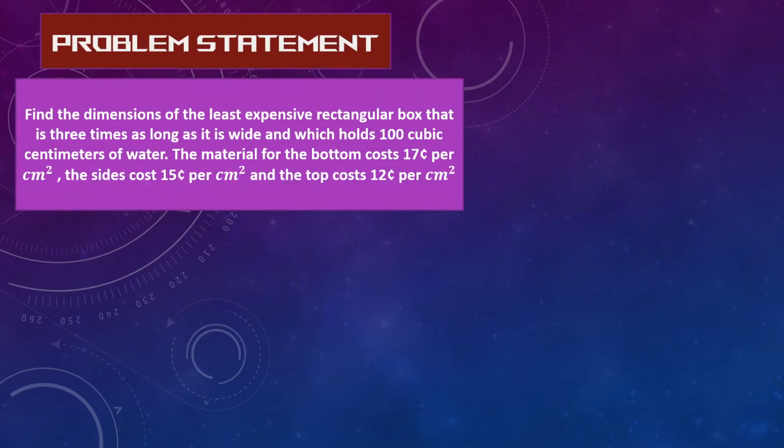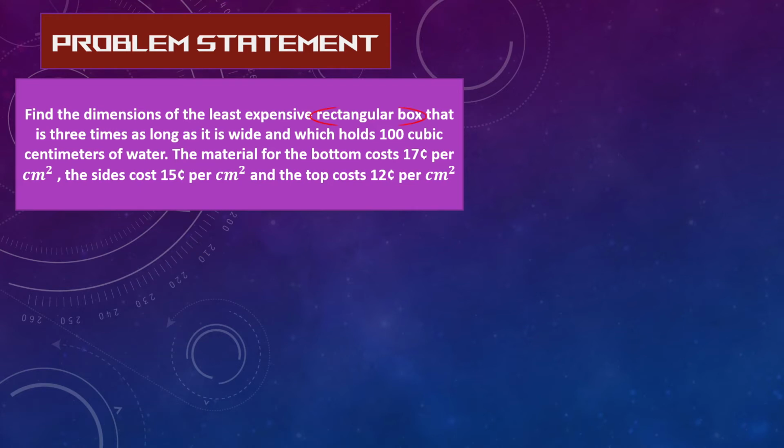My name is Hazim Fitri, and now I'm going to explain about the problem statement. The problem is to find the dimension of the least expensive rectangular box that is 3 times as long as it is wide and which holds 100 cubic centimeter of water. The material for the bottom costs 70 cents per centimeter square. The side costs 50 cents per centimeter square, and the top costs 12 cents per centimeter square.